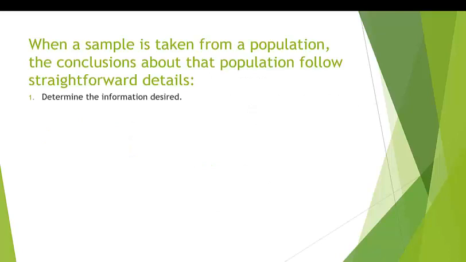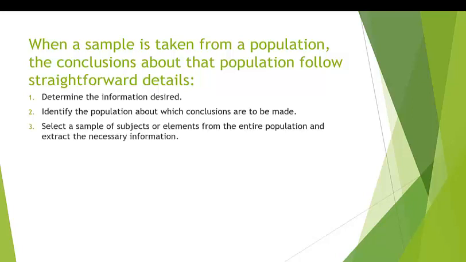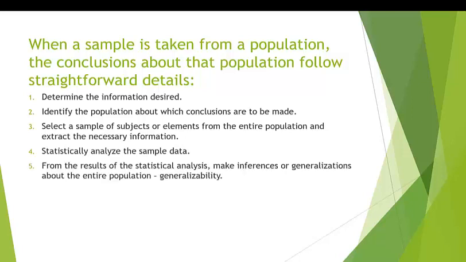When a sample is taken from a population, conclusions about that population follow pretty straightforward details. Determine the information desired, identify the population about which conclusions are made, select a sample of subjects or elements from the entire population and extract the necessary information, statistically analyze the data, and from the results of the statistical analysis make inferences or generalizations about the entire population.